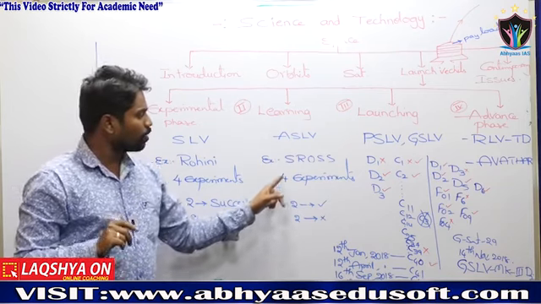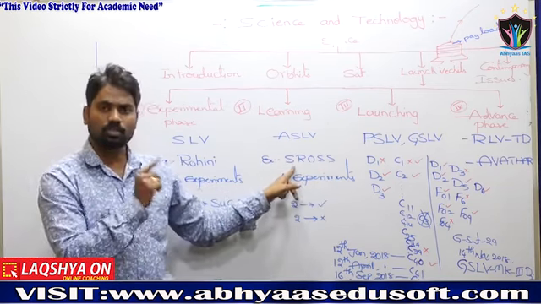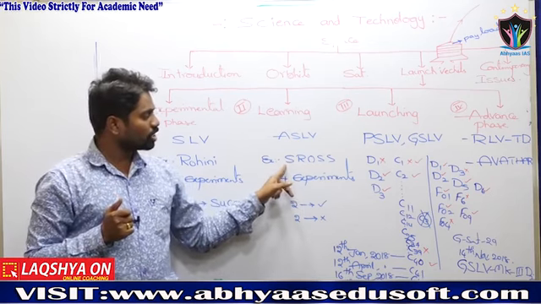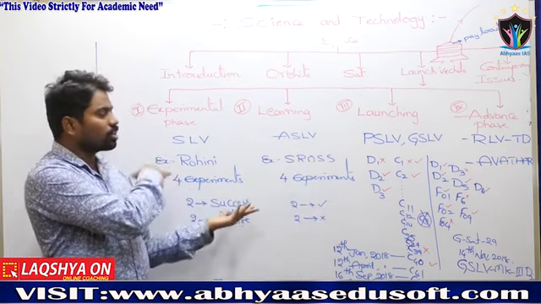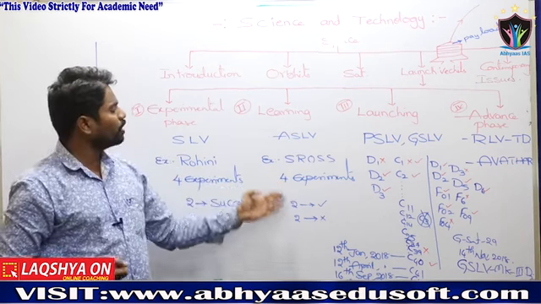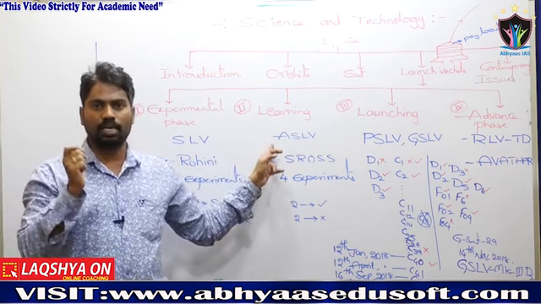We sent the SRAS. SRAS stands for Stretched Rohini Satellite Series, that is, the extended Rohini Satellite Series. This was done by the help of the learning phase, the Augmented Satellite Launching Vehicle.